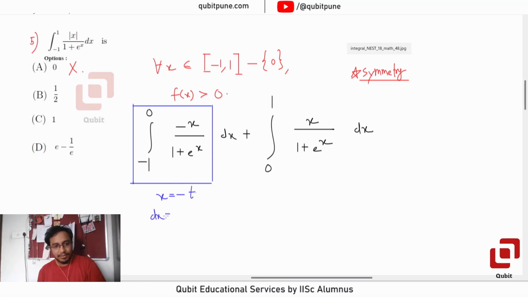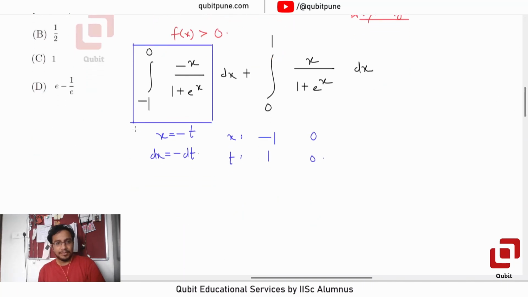So dx would be negative dt. And what will happen to the limits? X's limits are -1 and 0, so t's limits would be 1 to 0. Correct? So the first integral transforms itself to what after substitution? 1 to 0, t upon 1 plus e raised to negative t, and dx is negative dt.